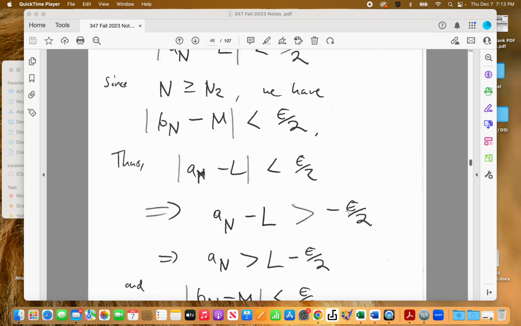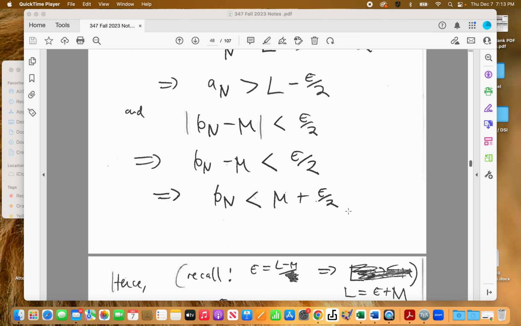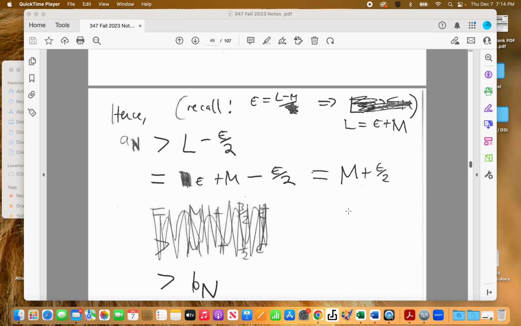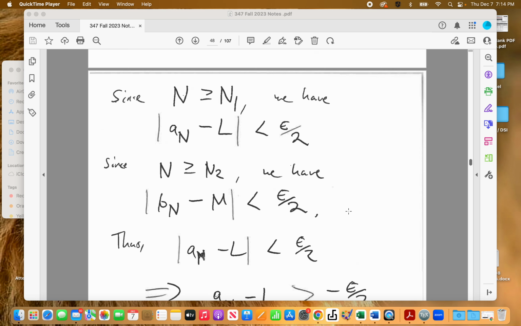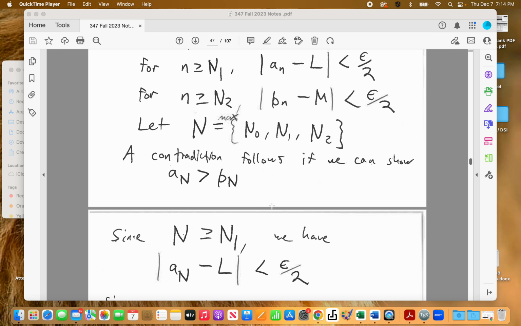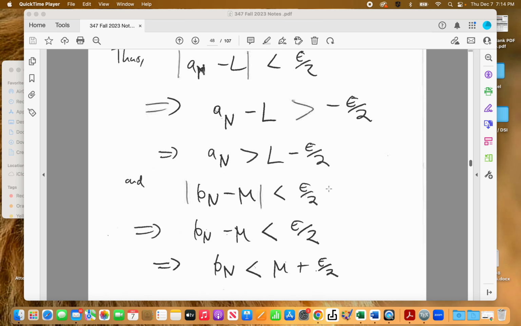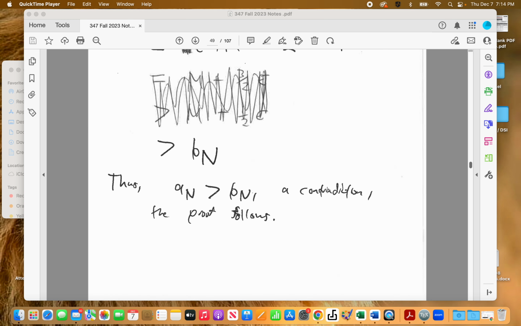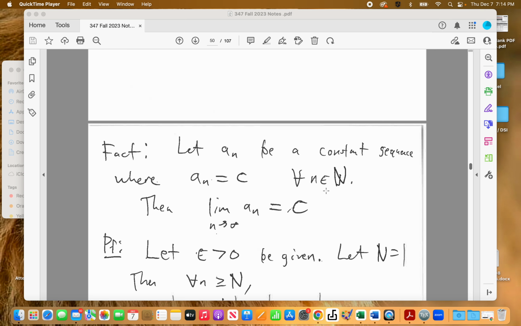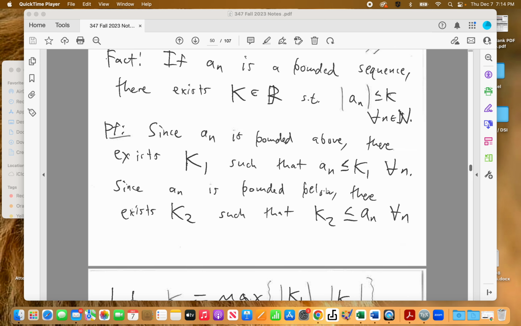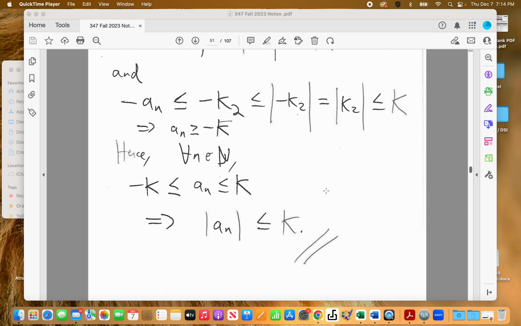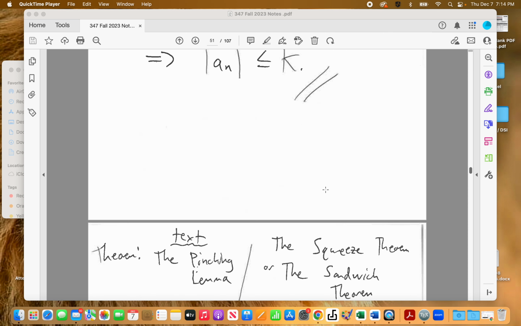This is a little tricky. Maybe that's like a medium one for me, a medium with choices. We had to show that this a sub capital N was greater than b sub capital N. So this might be a medium with choices. It's kind of tough. We just had some little silly facts, useful things, but not too important, about bounded sequences.